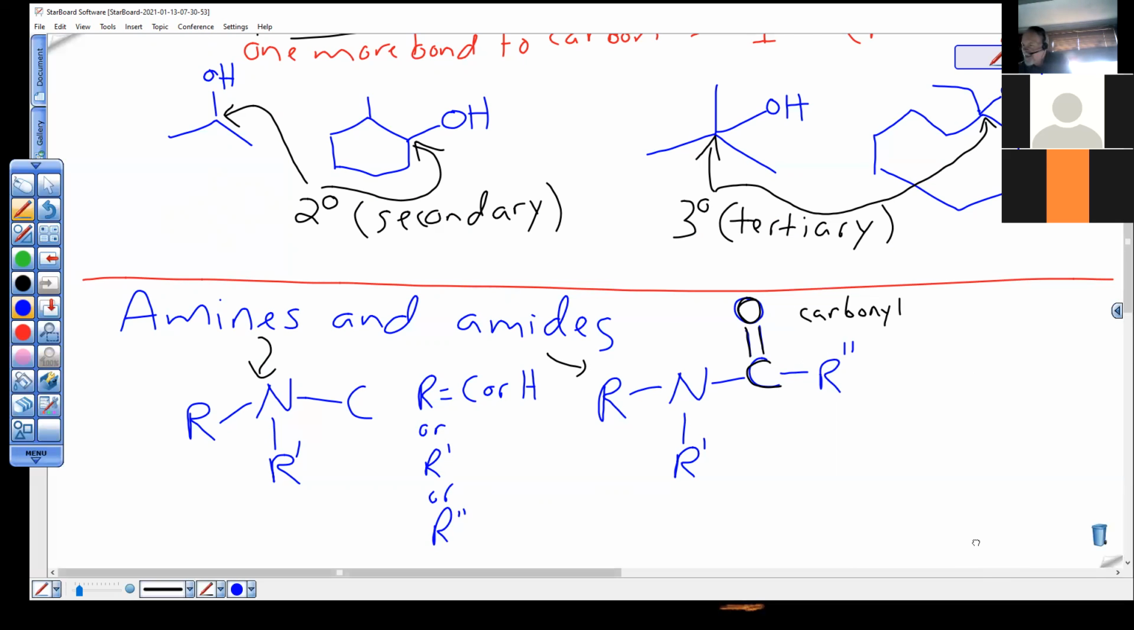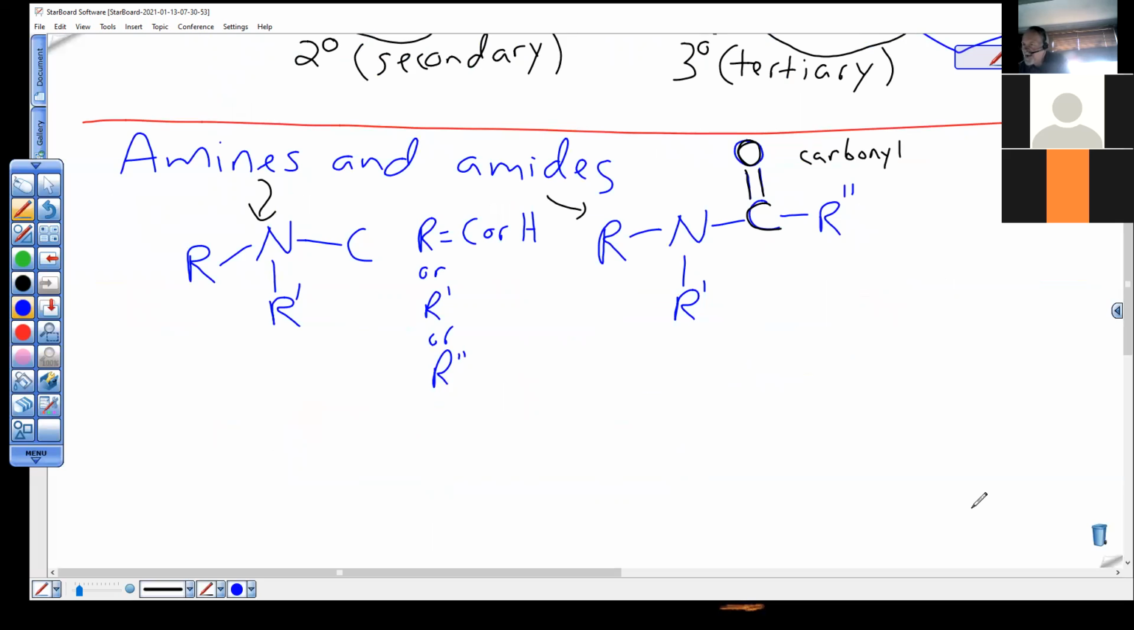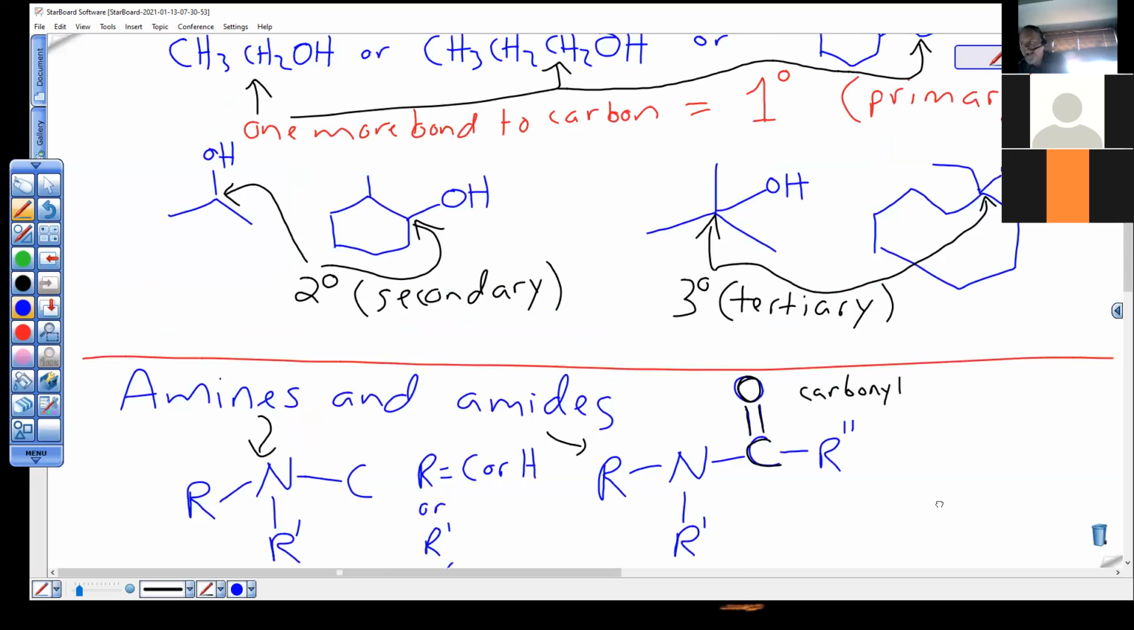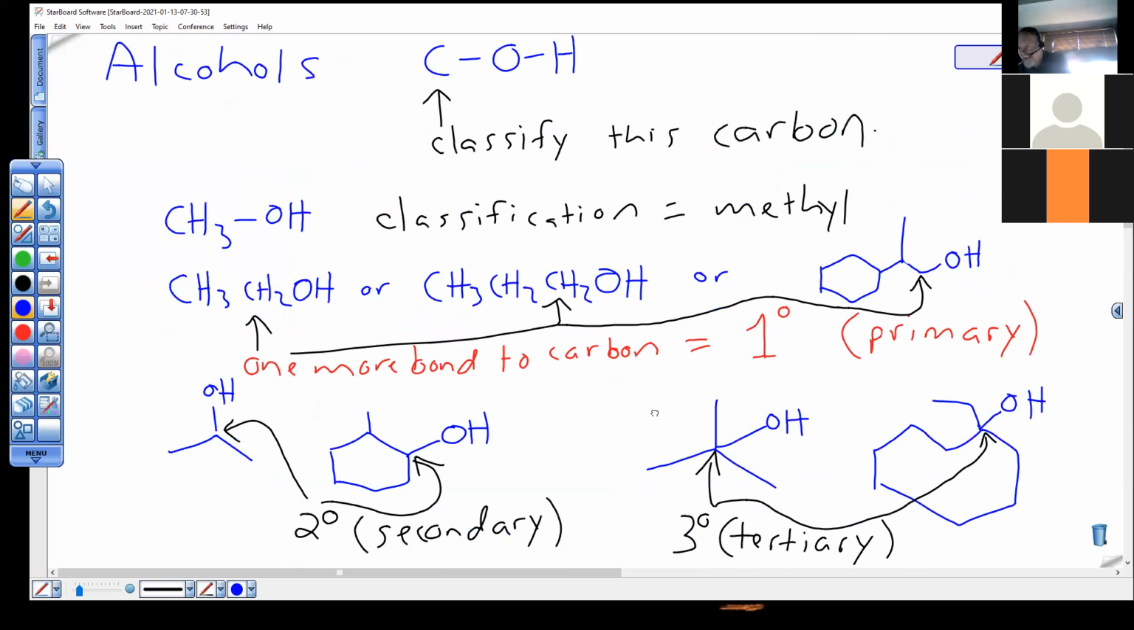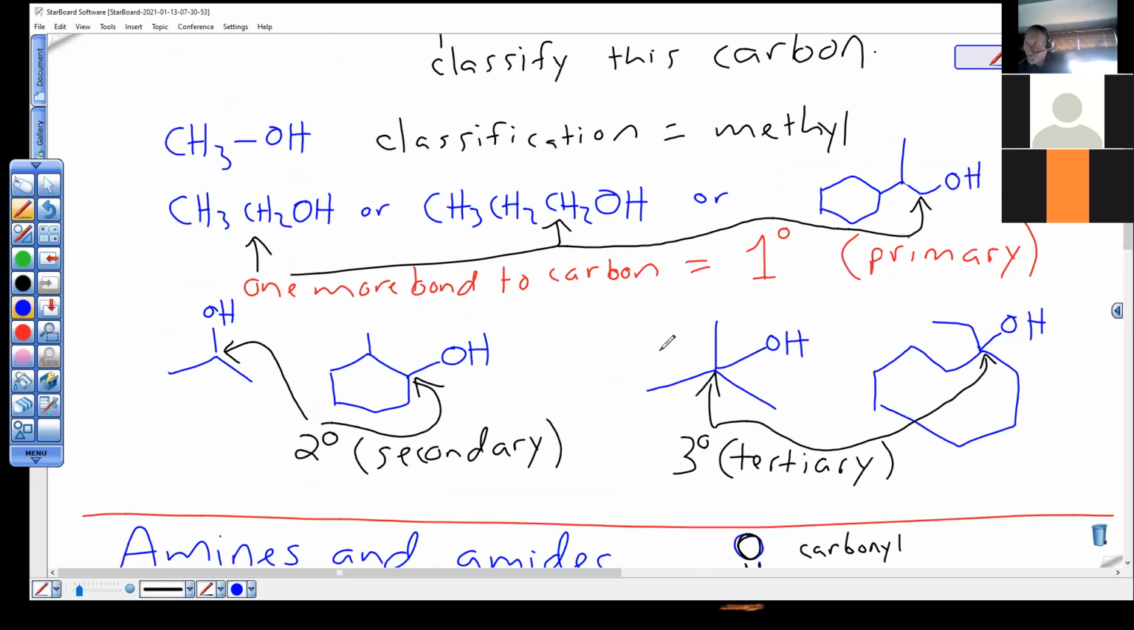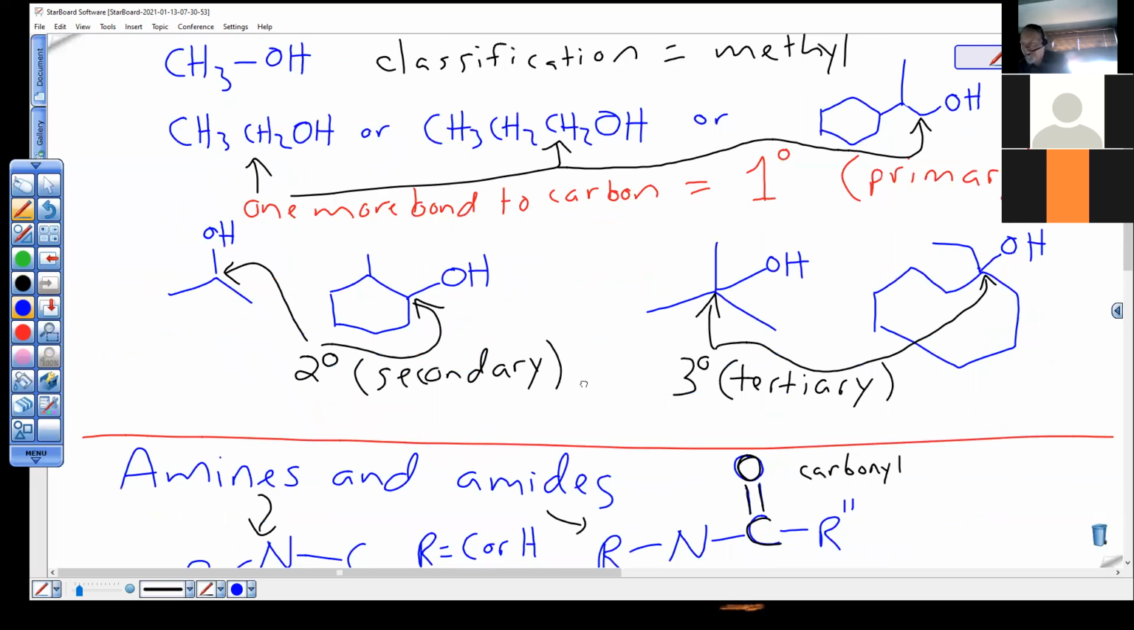Okay. And let's just look at some categories. For amines and amides, you count up the bonds from nitrogen to carbon. Unlike alcohols, if you did that same system for alcohols, every alcohol would be called primary because every alcohol has one bond to carbon. That's why it's useless to use that system here. Later, when we study alcohols, you realize, oh yeah, he taught us this system because those alcohols have slightly different behavior. So we have to be able to classify them so we can talk about them.